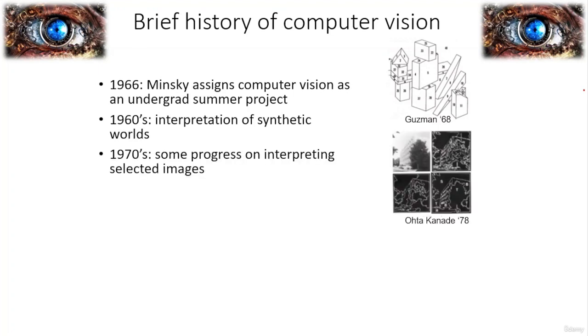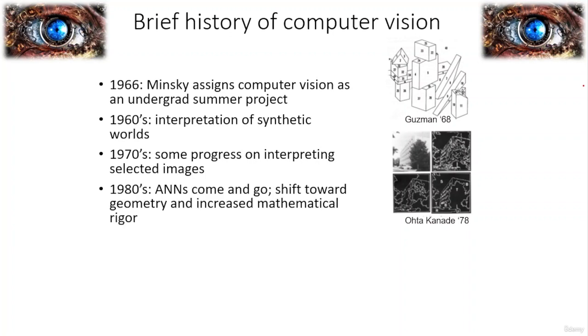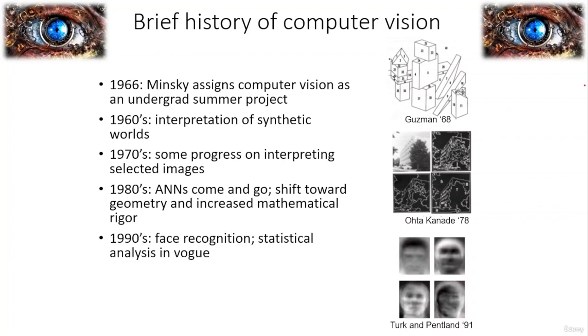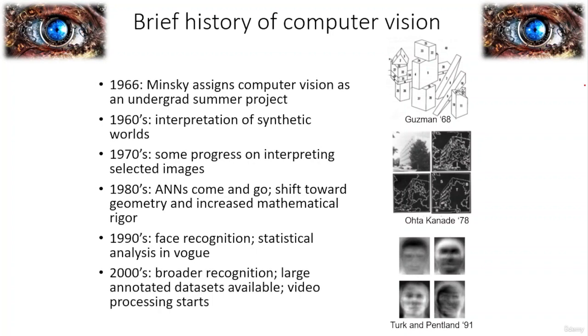Then in the 1970s, some progress on interpreting selected images. In the 1980s, artificial neural networks came and went, with a shift towards geometry and increased mathematical rigor. In the 1990s, face recognition and statistical analysis were in vogue. In 2000, broader recognition, large annotated datasets became available, and video processing started. And nowadays, we can see a lot of computer vision applications in our real life.